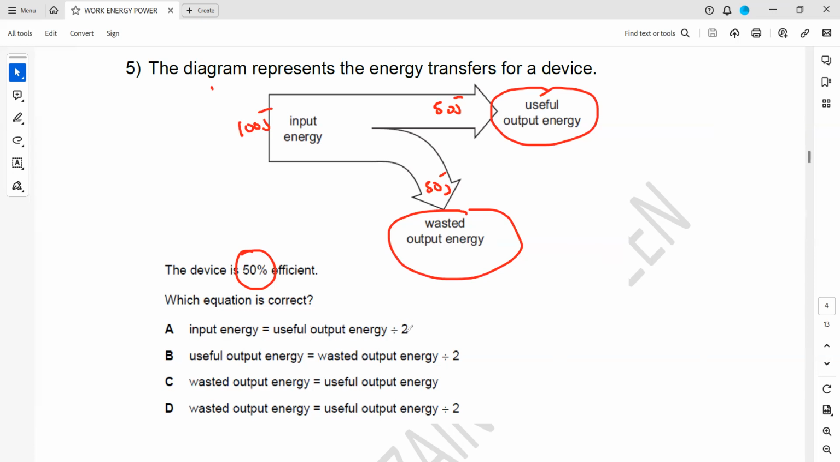The input is useful divided by 2. No, that's wrong, because input is useful multiplied by 2. When I multiply useful energy by 2, I'll get the input energy. So this statement is wrong.